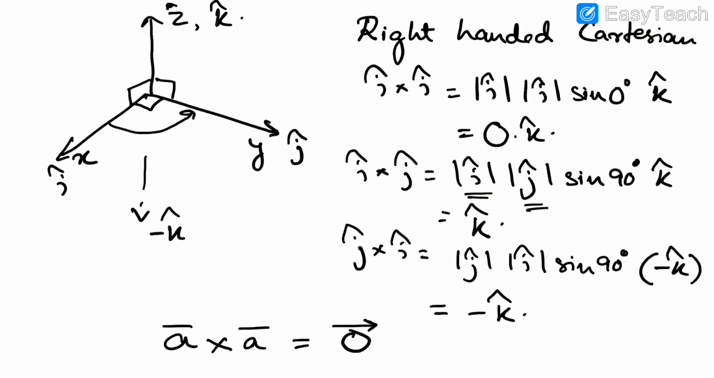Magnitude is 0 itself, okay? But it's a vector. We'll discuss the 0 vector in the next session. Right now we'll concentrate on the cross product. So the first thing is that the cross product of a vector with itself gives a 0 vector.